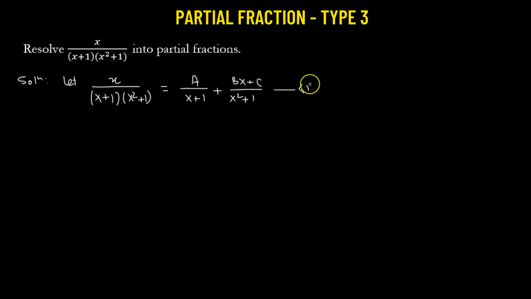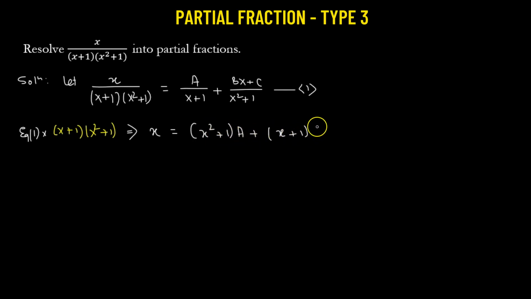We're going to label this as number 1, and our goal will be to obtain the values of A, B, and C. So we'll take equation number 1 and multiply both sides by (x plus 1) times (x squared plus 1). Now on the left hand side we have only x, and on the right hand side we have (x squared plus 1) multiplied by A, plus (x plus 1) multiplied by (Bx plus C).